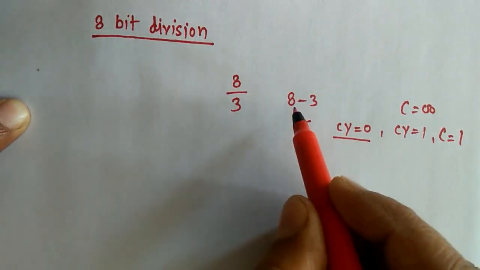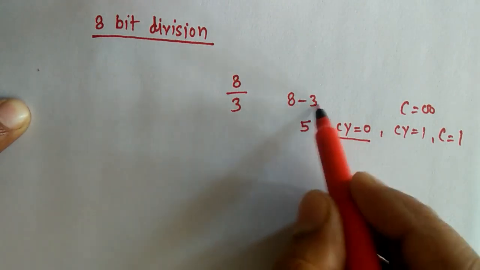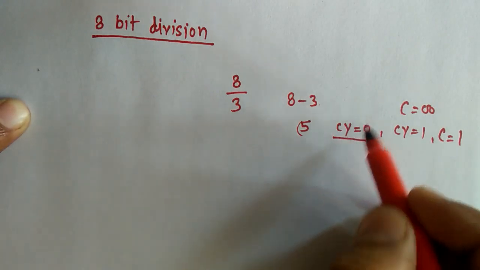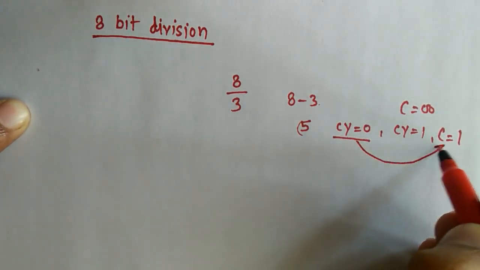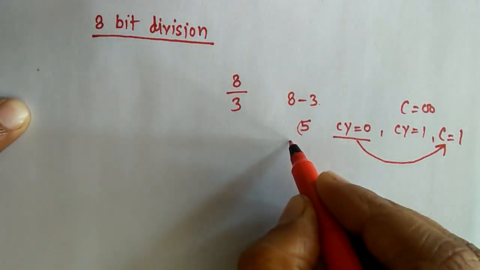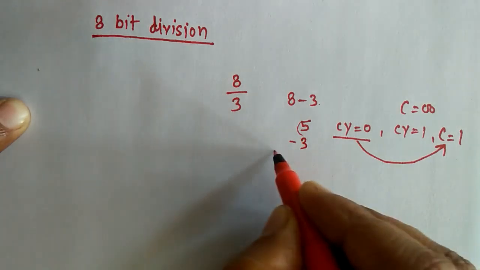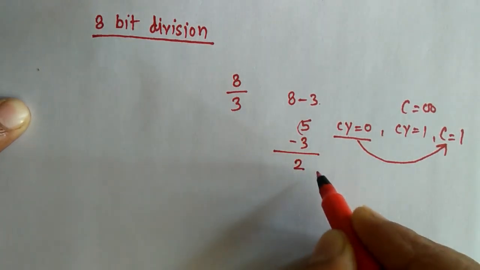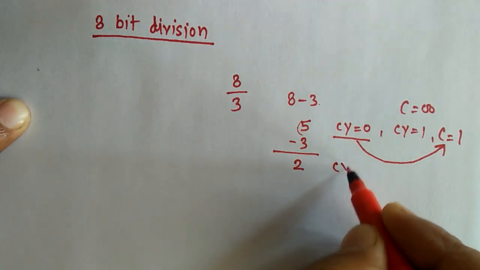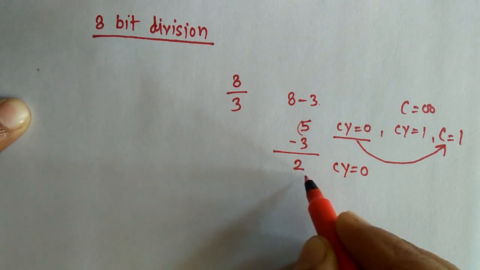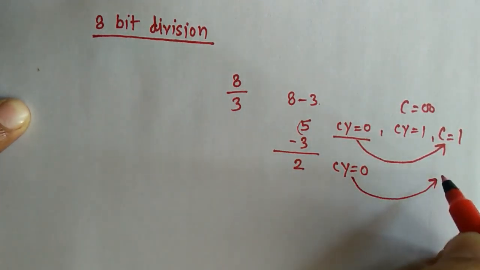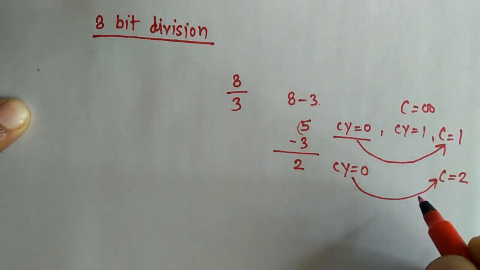So let's see again. First of all we will perform subtraction. 8 minus 3, the answer will be 5. We will check for carry. If carry is 0, in that case we will increase the content of register C up to 1. Again we will subtract 3 from this number. This time we will get 2, and again we will check whether this is greater than 0 or less than 0. So carry will be 0, that means this value is greater than 0, and again we will increase the content of C. This time it will be 2.